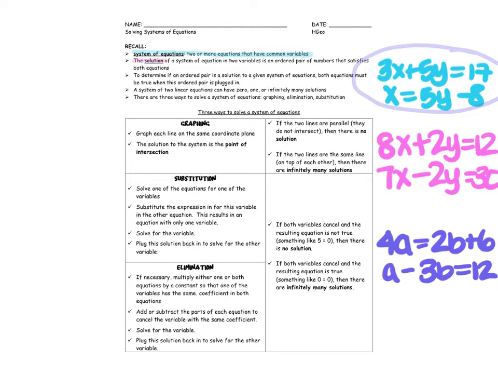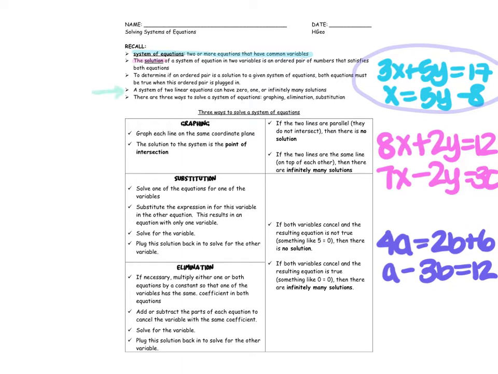To check that your solution to a system of equations is correct, you can plug your solution into both equations, and if the ordered pair, or the x and y value, or whatever the variables are, if those values make both of the equations true, then it is in fact the solution to the system of equations. And I'll go through that process of checking your solution when we get to some examples.